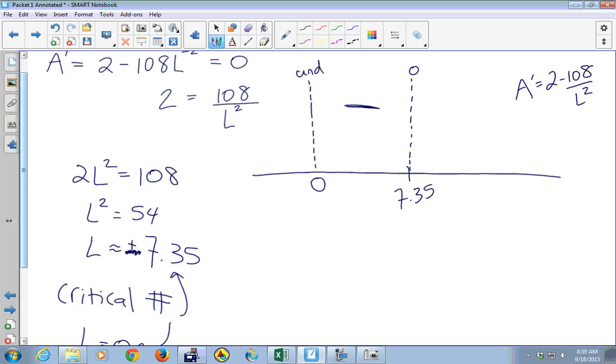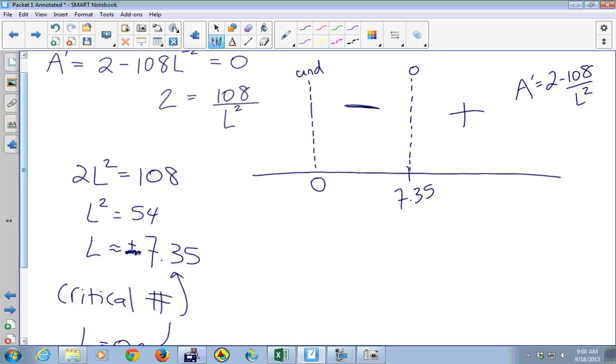How about an easier number? Yeah, 10, right? So if I put in 10 for L, then I'm going to be dividing by 100. So 2 minus 1.08, positive or negative? It's a positive number. And no matter what number I plug in to the right of 7.35, I'll always get a positive number.